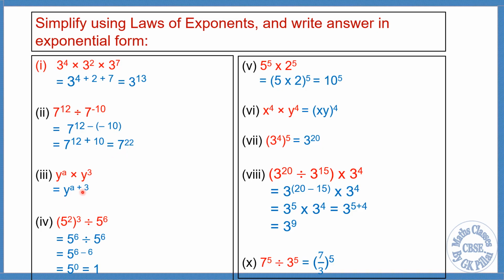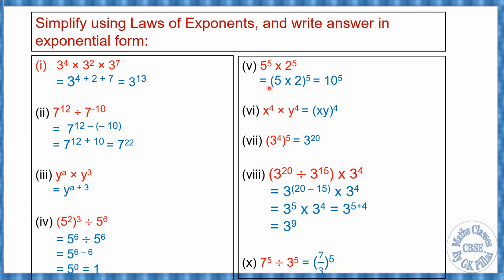The next one, based on the first law only, y raised to the power of a into y raised to the power of 3 will be y raised to the power of a plus 3. The next one is based on the third law and the second law. 5 raised to the power of 2 whole power 3 divided by 5 to the power of 6. So this will be a to the power of m whole power n, a to the power of mn. That is 5 raised to the power of 6 divided by again 5 raised to the power of 6. 5 raised to the power of 6 minus 6, 5 to the power of 0, that will be 1. Anything raised to the power of 0 is 1.